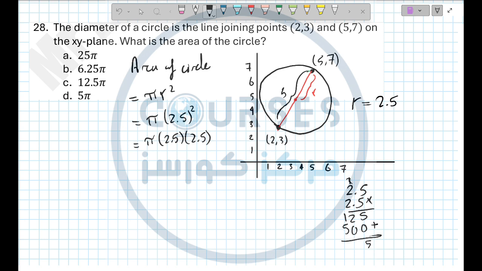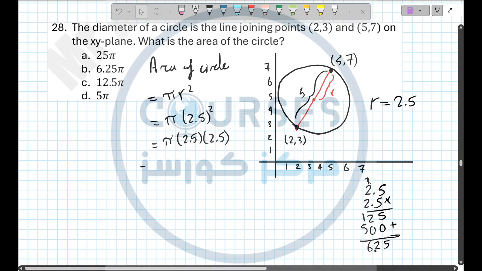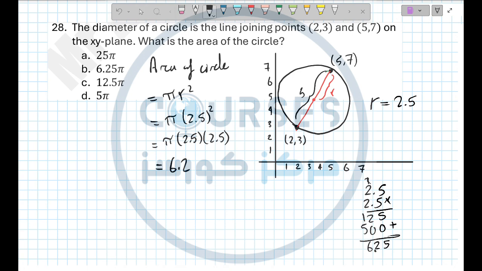Add 5, 2, 6. The decimal here is after one number, the decimal here is after one number. So the answer will have the decimal after two numbers. So the answer is 6.25, and of course we have a pi. So the answer is B.